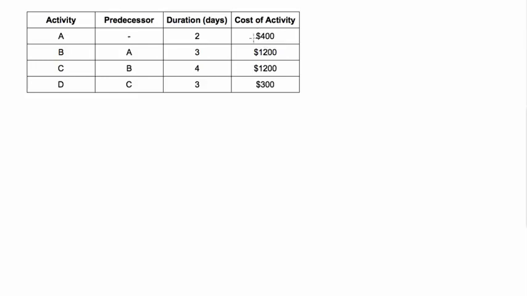We have some durations here and some costs of the activities. This cost would be like the cost of the whole activity, not the cost per day. For example, activity A would cost $200 per day, or a total of $400. So let's go ahead and draw the Gantt chart for this.